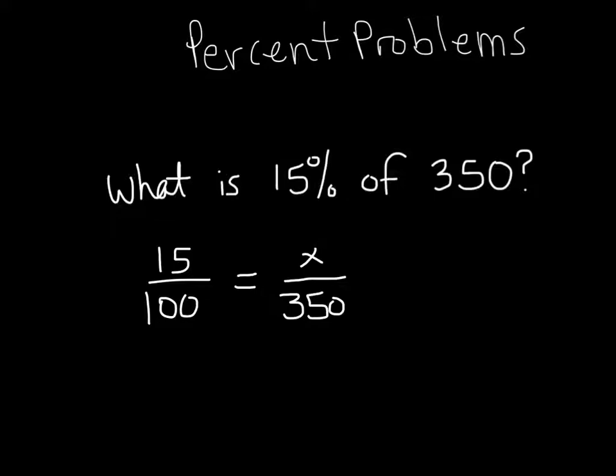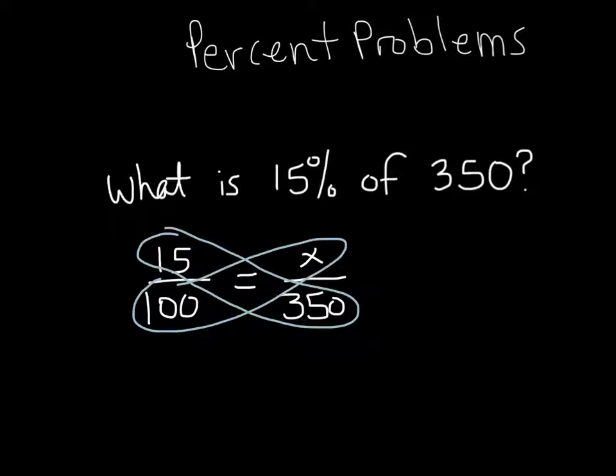And if you haven't learned about cross multiplication and why that works, this would be a good time to go research that, because it's not just a trick. There's a cool reason why it works. It's just the algebra behind it that you should consider. So this is going to be 100 times x equals 350 times 15.